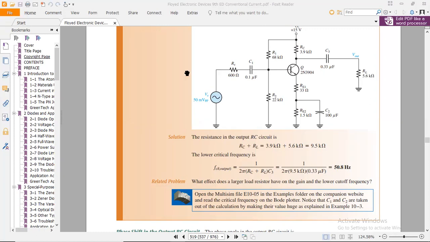So it's a simple answer: if we increase the value of load resistance, the gain would be reduced and the lower cutoff frequency will also be reduced, because the load resistance is placed in the denominator of this formula, and if the denominator is increased, the overall lower cutoff frequency would be reduced. That's the reason you can write the answer to this question: if we increase the value of load resistance, the gain would decrease, and the lower cutoff frequency would also decrease.